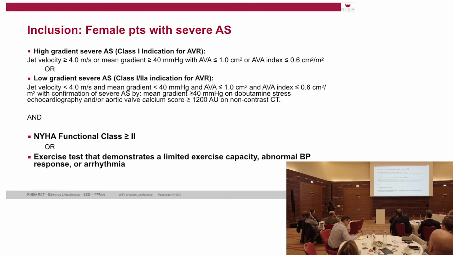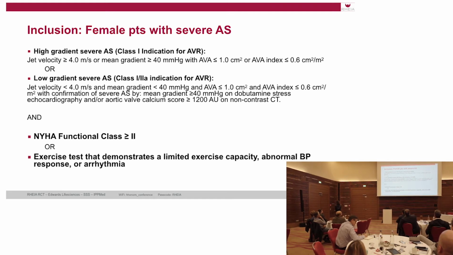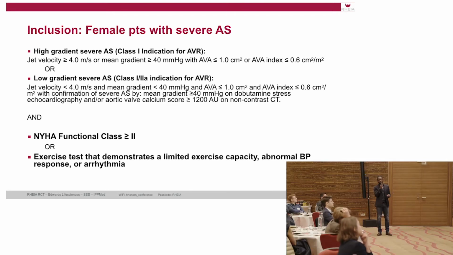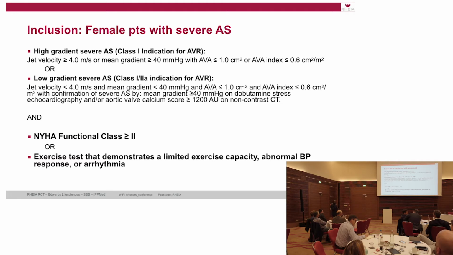So these are the standard definition with the jet velocity above 4 meters per second or a mean gradient above 40, with a valve area below 1 or indexed below 0.6 centimeters square per meter square. Or, and this is quite new, we're going to include the low gradient severe AS, and this provides another interest to the trial, because most of the time this subset of patients was excluded from the randomized trials. So we allowed the inclusion of low gradient severe AS as defined as follows.